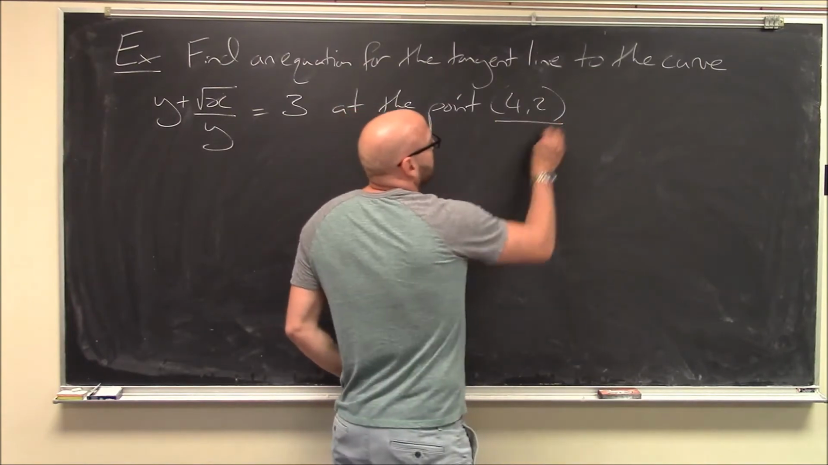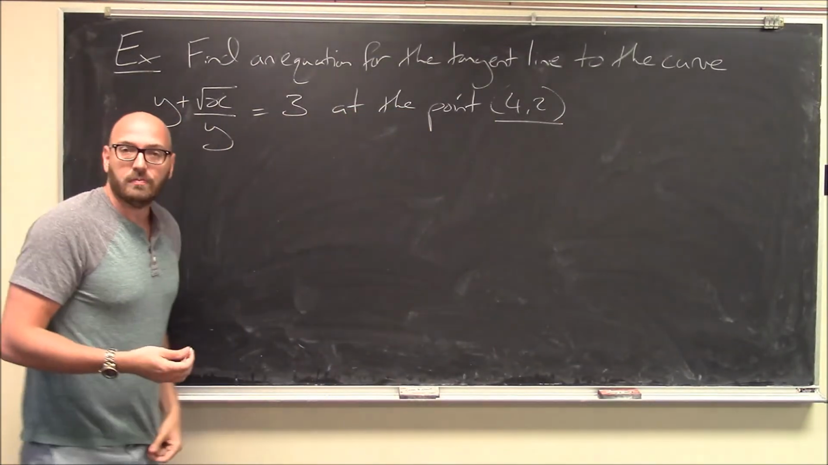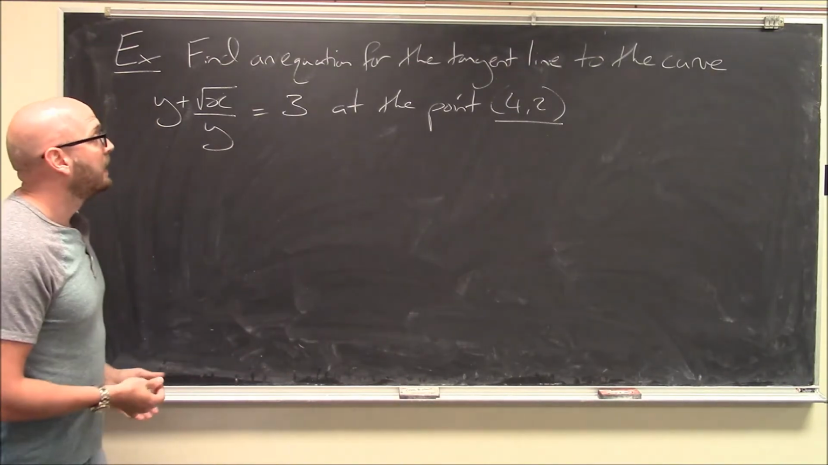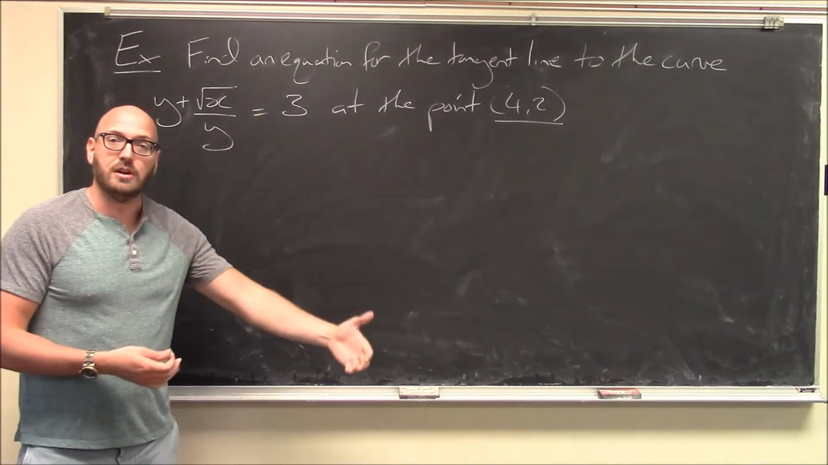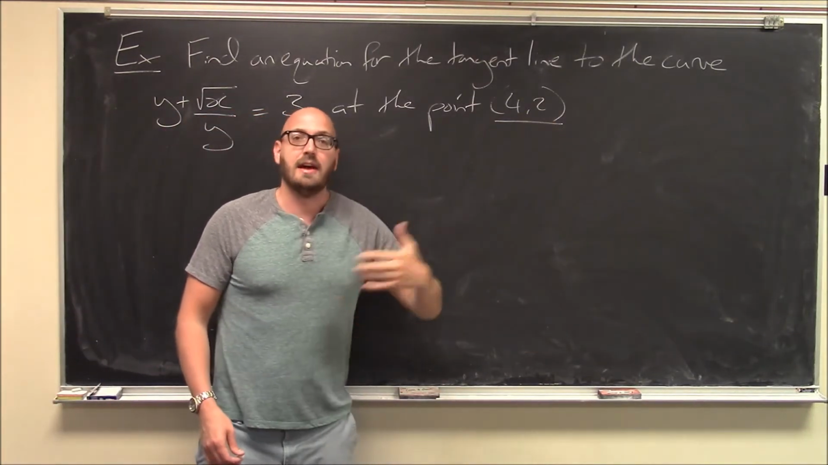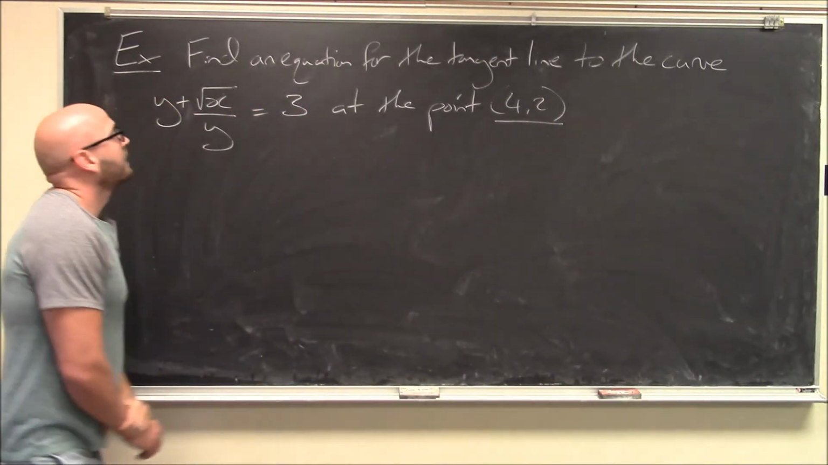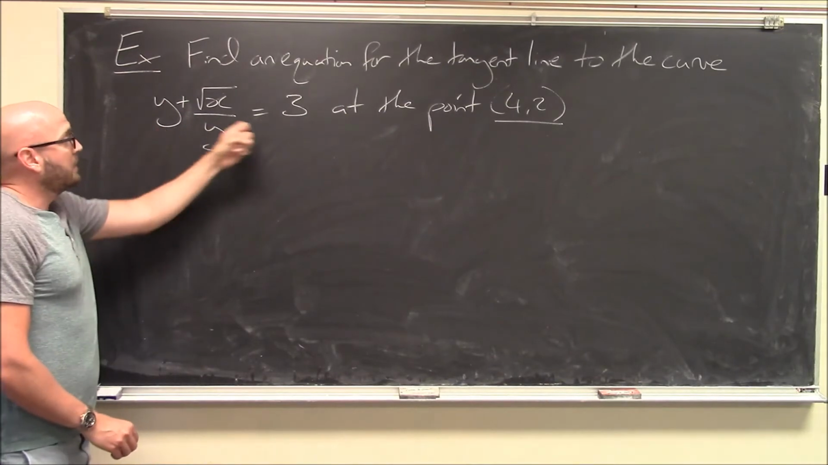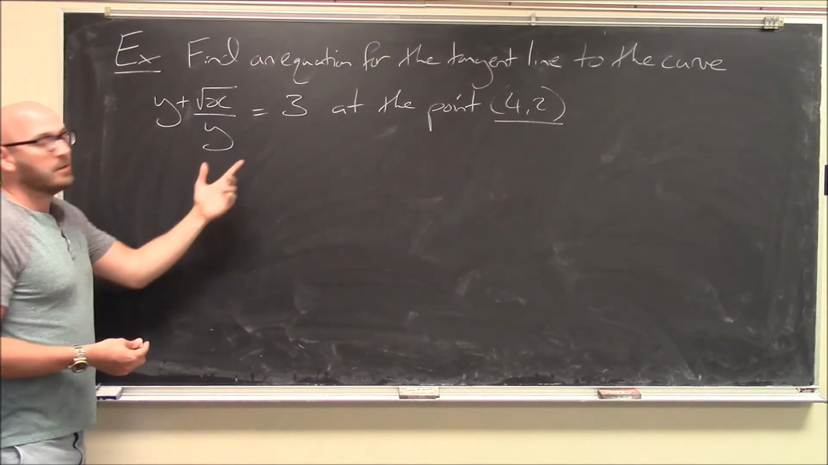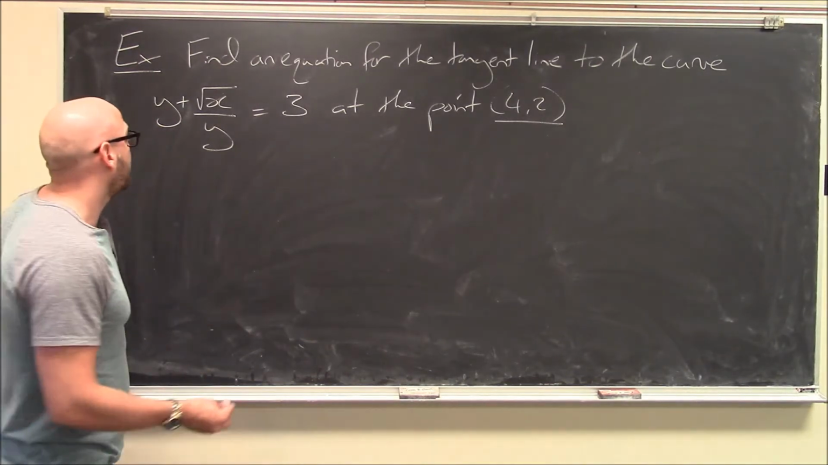Well, here's my point, 4, 2. But I also need the slope. And the way we find slopes is we compute the derivative, dy over dx. That'll give us our slope at any point, and then we just plug in the point 4, 2 to get the slope at that particular point. Alright, so I'm not going to be able to explicitly differentiate this. I can't explicitly solve for y, but that's okay. We'll just continue as we've been doing. We'll implicitly differentiate.